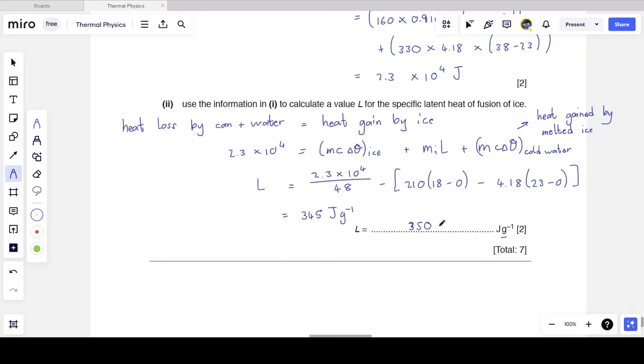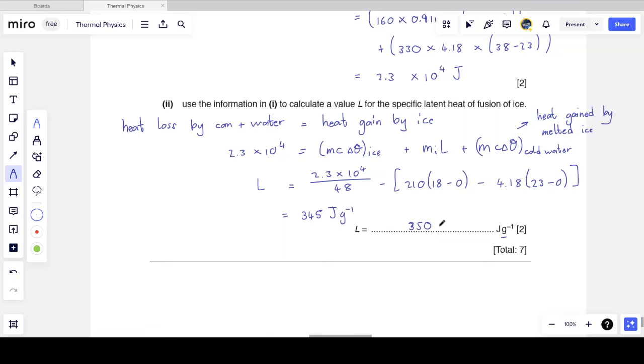Remembering what the value for the latent heat of fusion for ice should be, if you knew what that value should be, you'd have an idea of the correctness of your answer. But you can see the difficult part was not the mathematics at all. The difficult part was writing a word equation that could then be converted to a mathematical one that will have all the information in it.